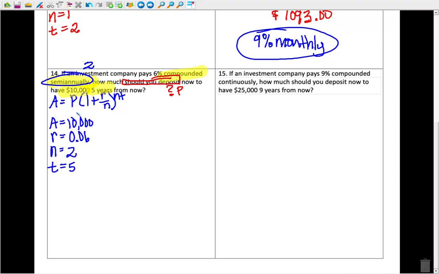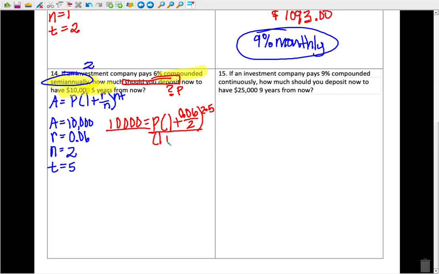I'm going to put everything here into the formula. So I'm starting with 10,000 equals, and then the P is the principal that we're going to solve for. And then I've got 1 plus my rate, which is 0.06 divided by 2, raise it to 2 times 5. When you have a problem that's giving you the total amount and you're asked to find the principal, instead of multiplying everything out, we're going to divide. So you're just going to take this number here and divide by all of this.